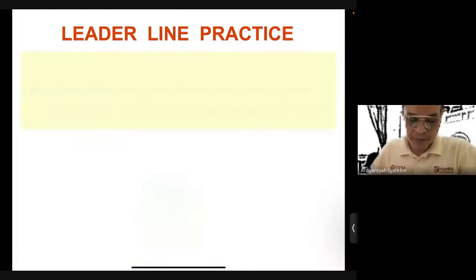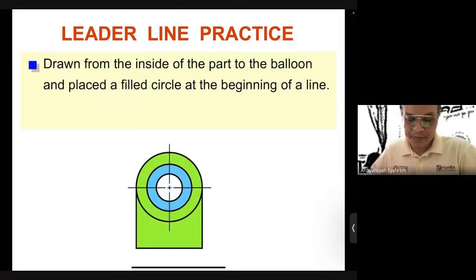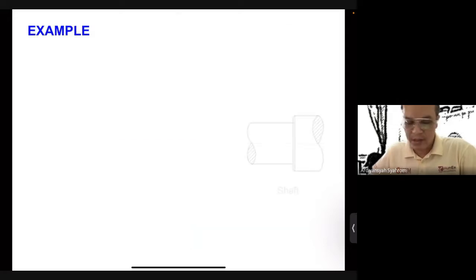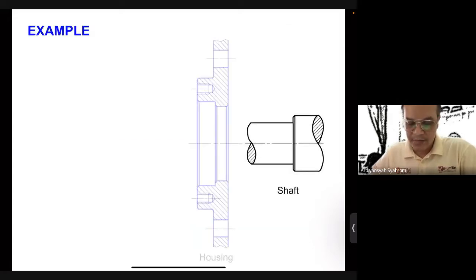Okay, leader line practice. Yeah, draw from the inside of the part to the balloon and place a filled circle at the beginning of the line. Yeah, okay, you get the balloon. Draw in an oblique direction. Okay, there is a number 2.